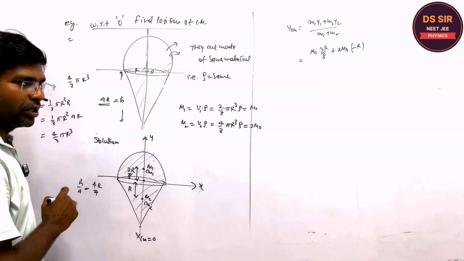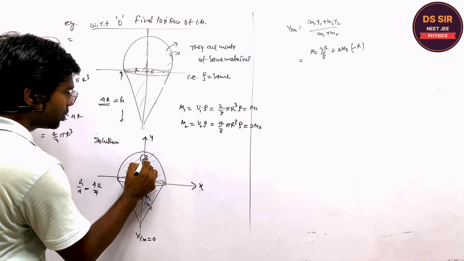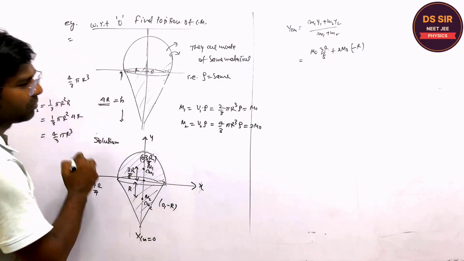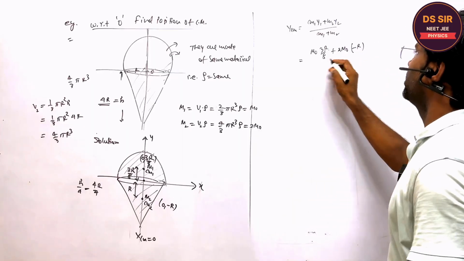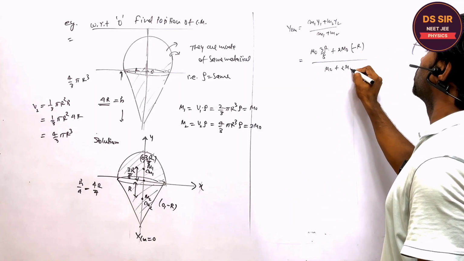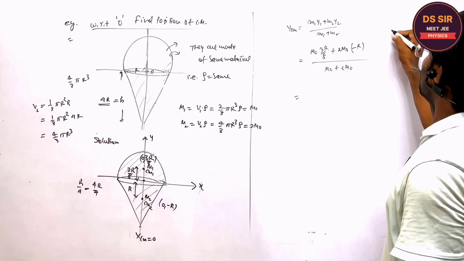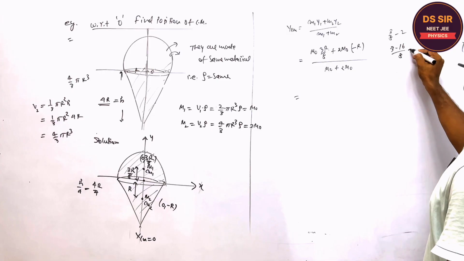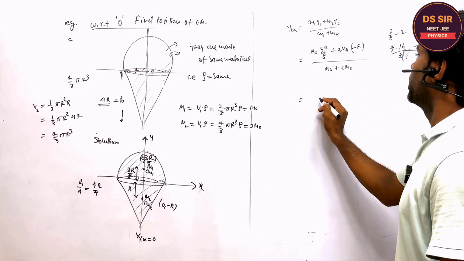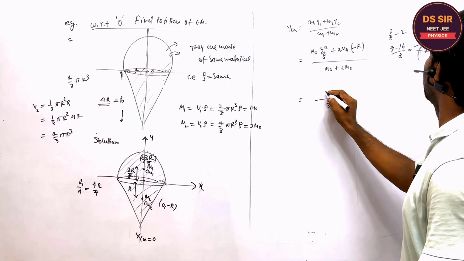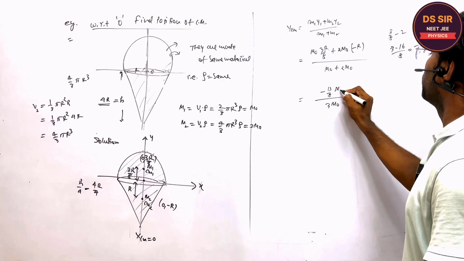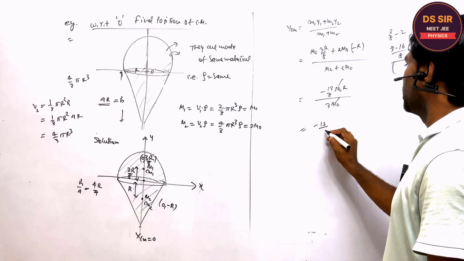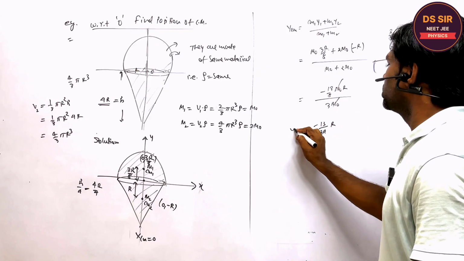X1, what is its coordinate? It is 0 comma 3r by 8. The coordinate of the other is 0 comma minus r. So you have to take it with a negative sign, otherwise the answer will be wrong. So this is equal to 3 by 8 minus 2. You have to add. So 3 minus 16 upon 8, so minus 13 upon 8. In the denominator it is 3m naught, in the numerator 13 by 8 m naught r. If you calculate, it will cancel out. So minus 13 by 24 R. So this is the YCM.